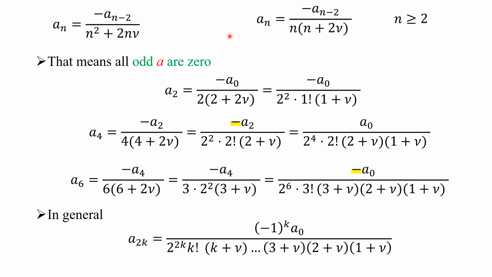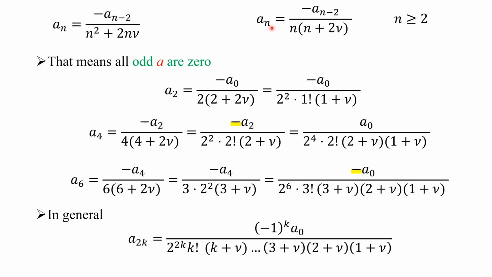Just a few minutes back, I told that for odd numbers the coefficient will be 0. Just now we have seen a1 is equal to 0. Similarly a3, a5, a7. I can show an example with two values.